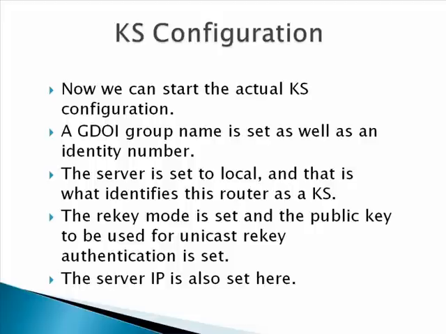We're going to set the server up to local, and that's how the router knows that it's a key server. Because again, the GDOI group, when you set that up on the group member, the configuration is similar, but instead of saying server local, you say server and then the IP address of the remote key server. So server local says I am a key server.